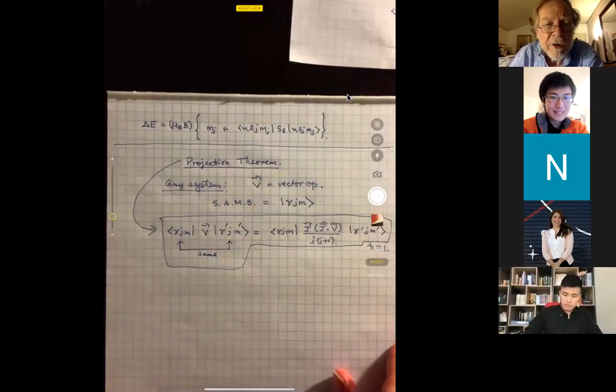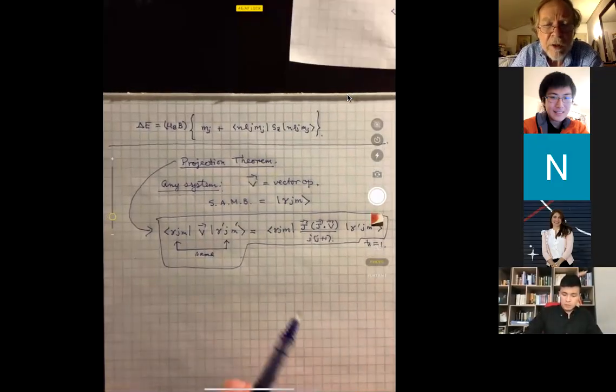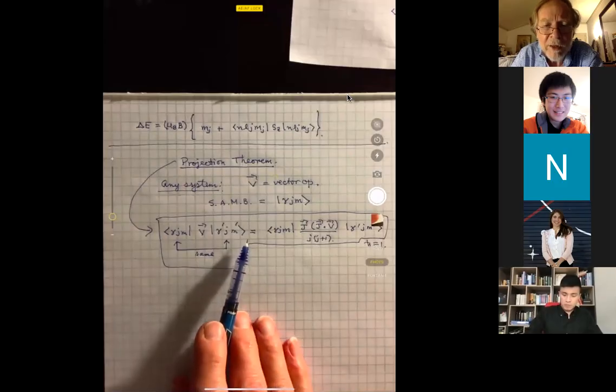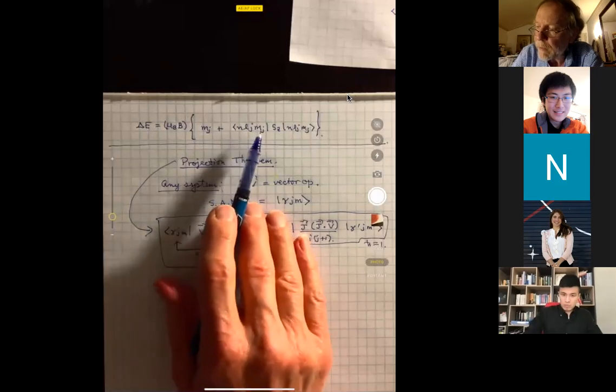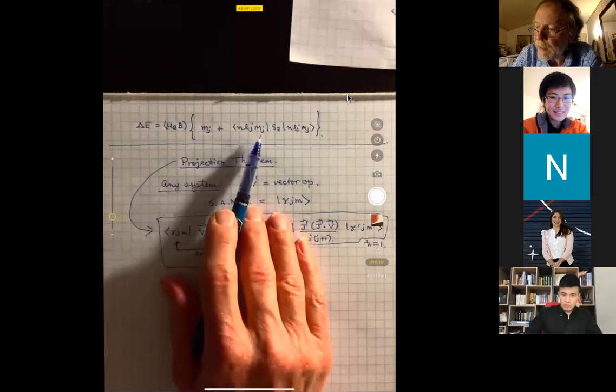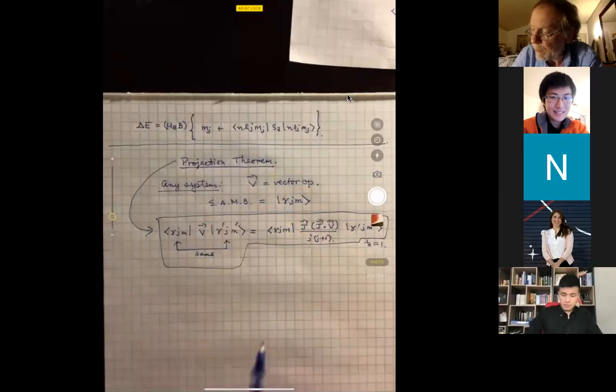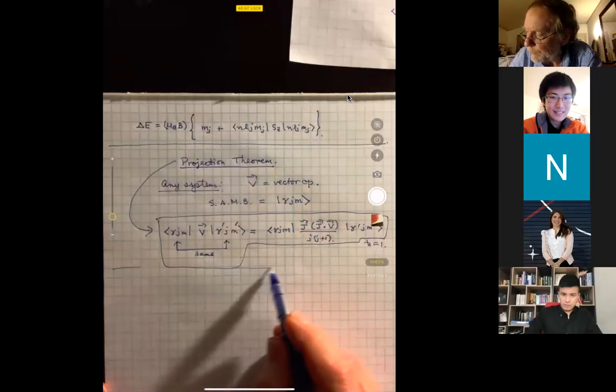Now, my plan with the projection theorem is, first of all, I'll explain why it's called the projection theorem and give you a mnemonic for remembering it. The second thing I'll do is outline a proof of it. And then the third thing we'll do is return to our weak field Zeeman effect and evaluate this matrix element. So let's do all of that.